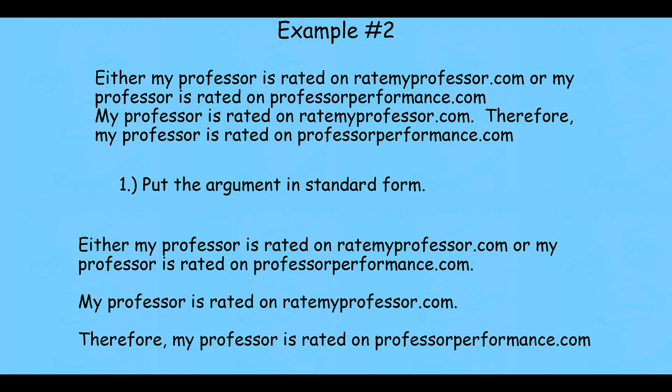So I put the argument into the following standard form. We have a conclusion indicator, therefore. So I put that first premise, either my professor is rated on ratemyprofessor.com or my professor is rated on professorperformance.com, first. The second premise follows that, and the conclusion ends the argument.